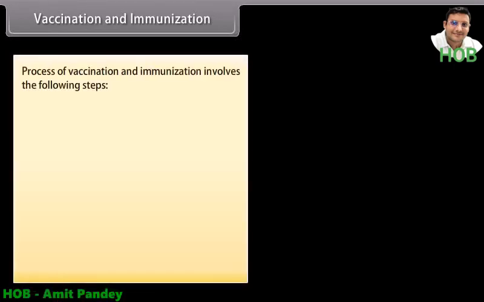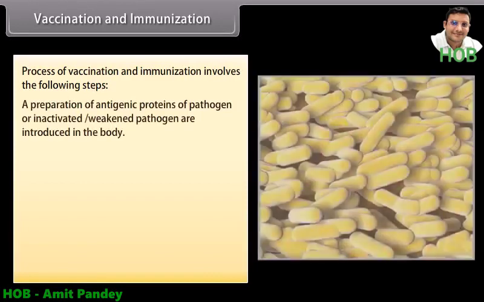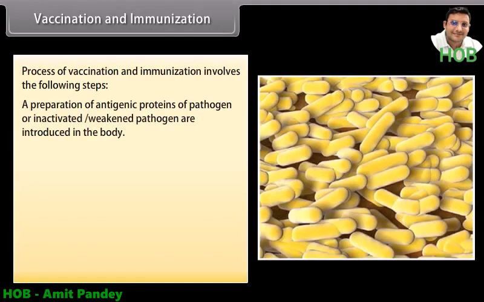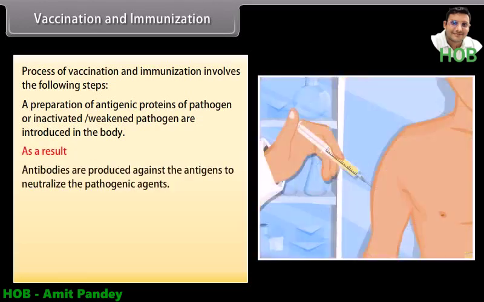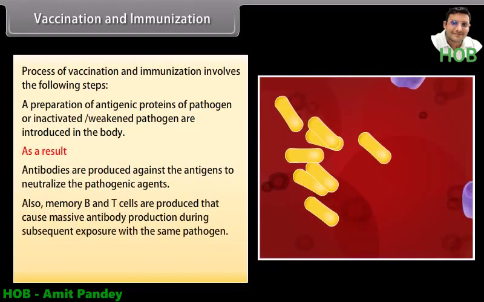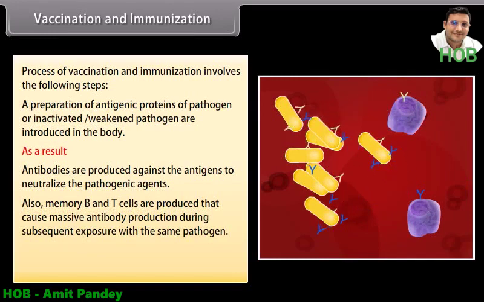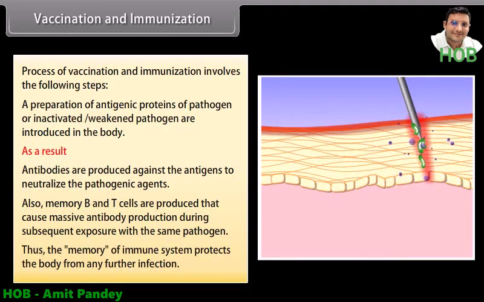The process of vaccination and immunization involves the following steps: a preparation of antigenic proteins of the pathogen or inactivated, weakened pathogen is introduced in the body. As a result, antibodies are produced against the antigens to neutralize the pathogenic agents. Also, memory B and T cells are produced that cause massive antibody production during subsequent exposure to the same pathogen. Thus, the memory of the immune system protects the body from any further infection.